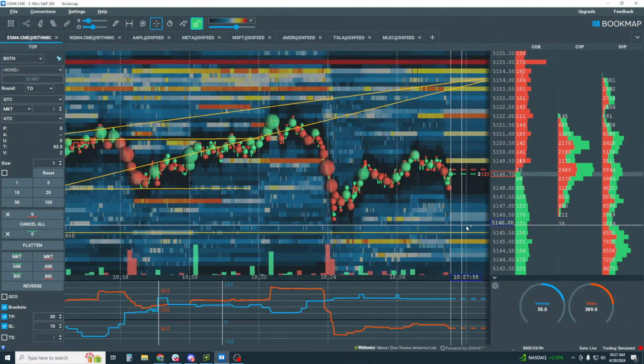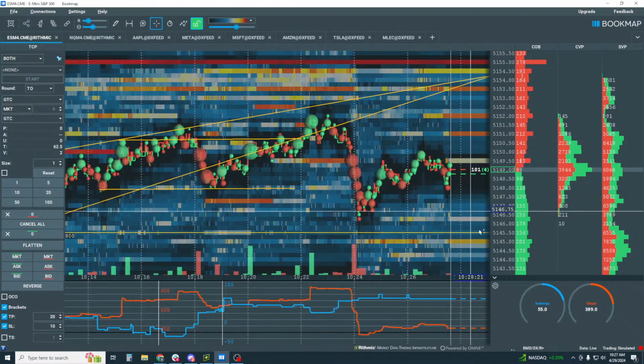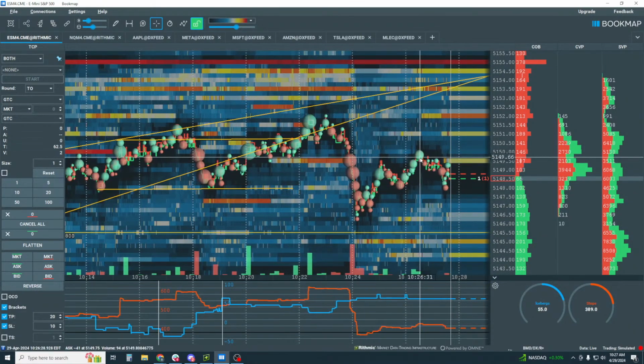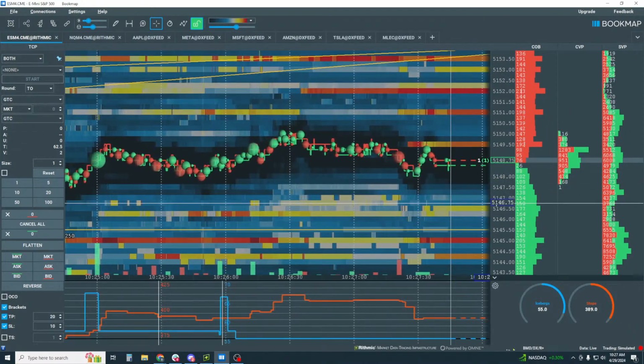Okay, now let's take a look here for a low volume pullback. Is this a low volume pullback in here? It is on the buy side. Okay, now there's some liquidity.